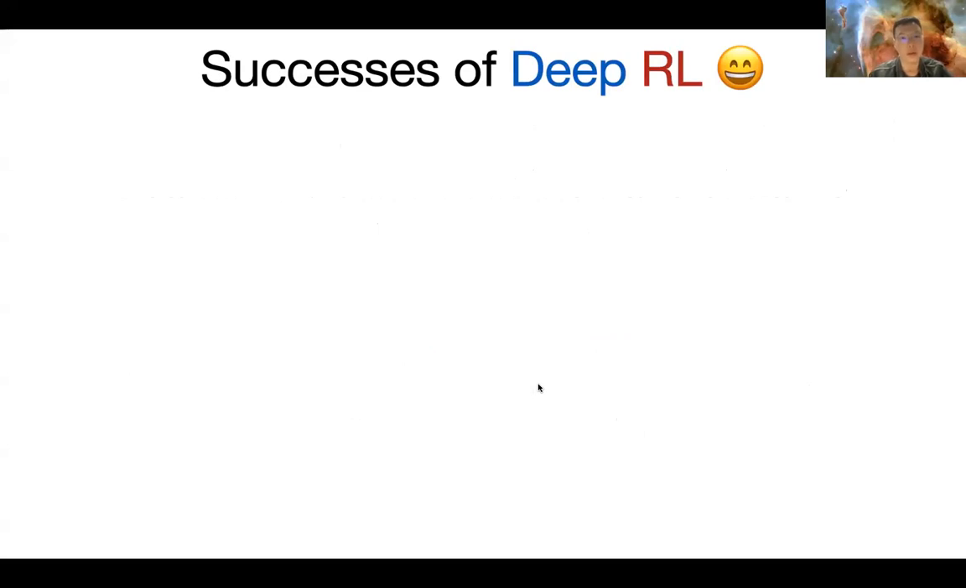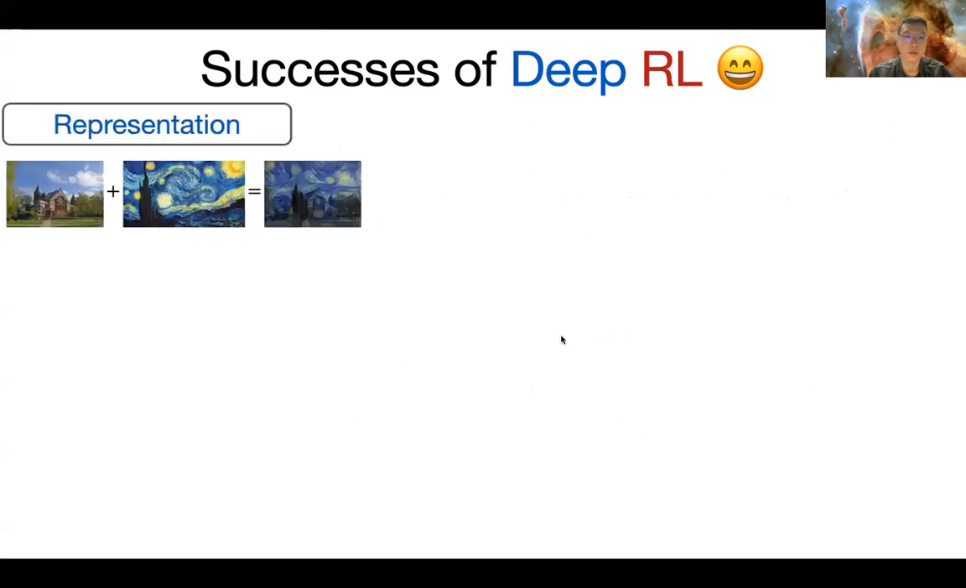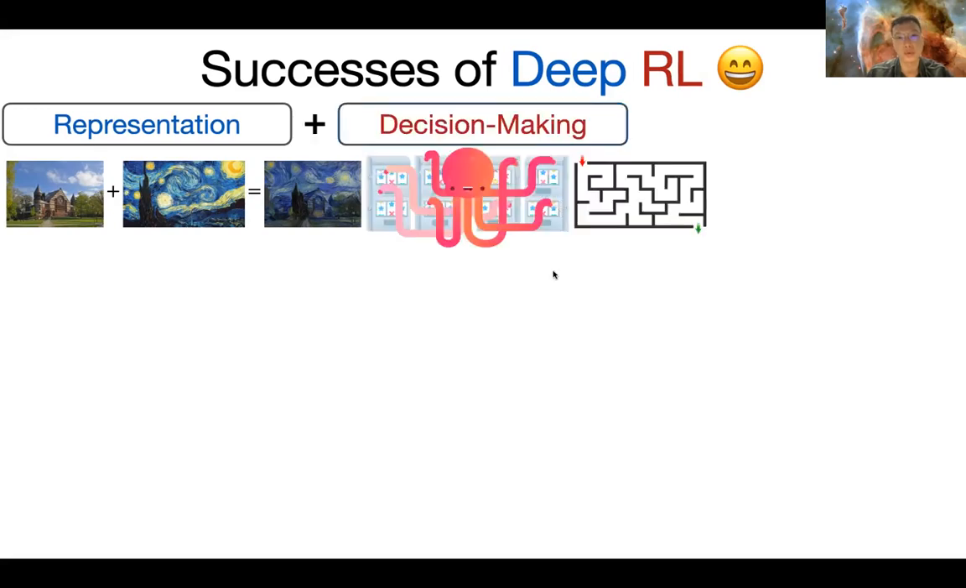This work is motivated by the recent success of deep reinforcement learning. We all know that deep reinforcement learning has achieved tremendous empirical success in solving complicated sequential decision-making problems, and usually these problems have high-dimensional inputs. To handle those inputs, we utilize deep neural networks, which learn a good representation of them, and build on top of those representations, we use reinforcement learning to handle the decision-making part.